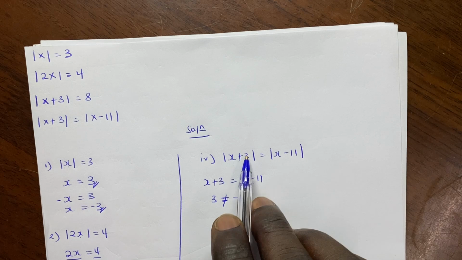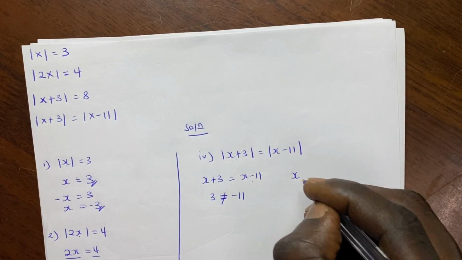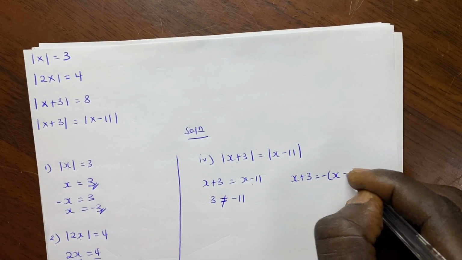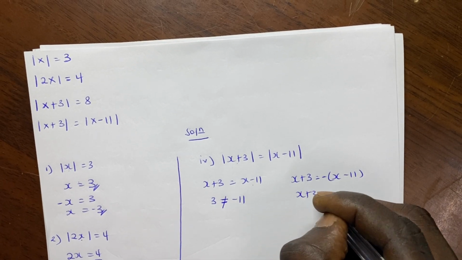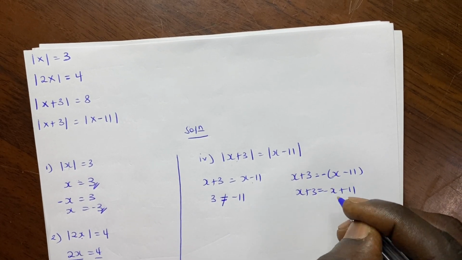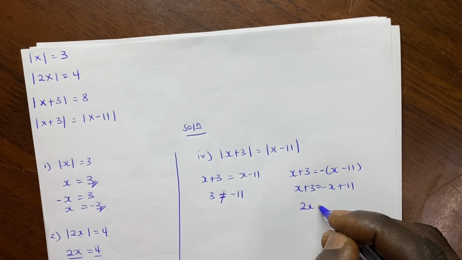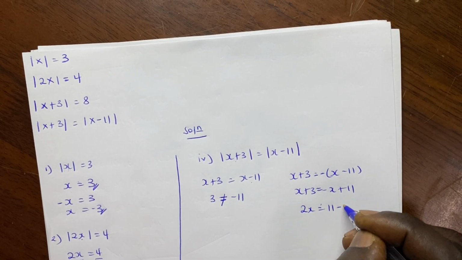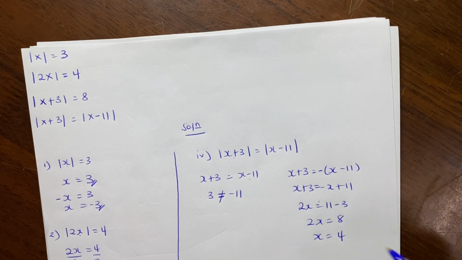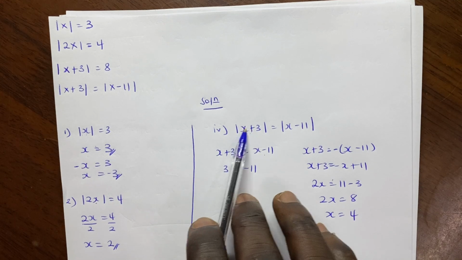When we maintain the positive side of this and take this to be negative, it means that we are going to get x plus 3 is equal to minus of x minus 11, x plus 3 is equal to minus x plus 11. Here we will get 2x, and this goes here, give us 11 minus 3. So 2x is equal to 8, and here x is equal to 4. Now we are done with maintaining this as positive.